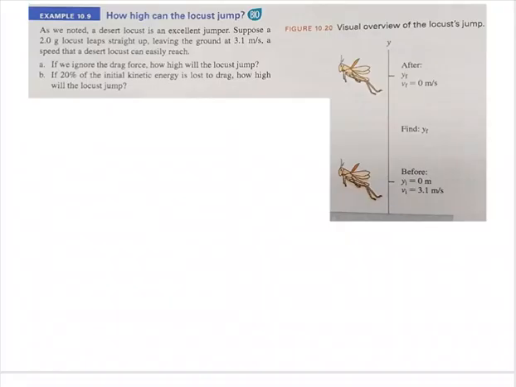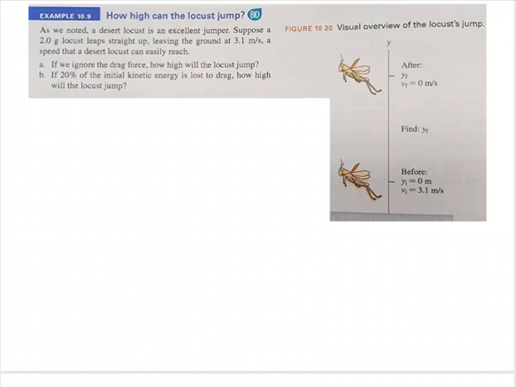So with that in mind, the locust is an excellent jumper. Suppose a 2-gram locust leaps straight up, rather than trying to leap across, leaving the ground at 3.1 meters per second, which is a speed that a desert locust can easily reach. So if we ignore the drag force, how high will the locust jump? And then B, if 20% of the initial kinetic energy is lost to drag, how high will the locust jump now?